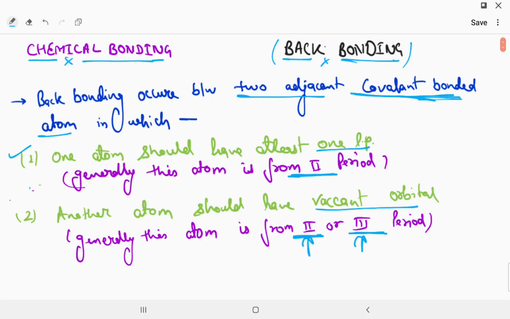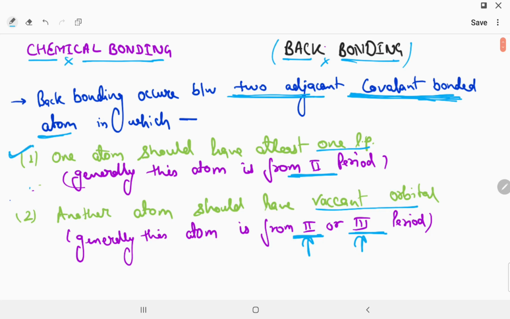Now guys, today we start chemical bonding. The subtopic is back bonding. Now what is back bonding, sir? Back bonding is nothing but an interaction between two adjacent covalently bonded atoms. It occurs between two adjacent covalently bonded atoms.